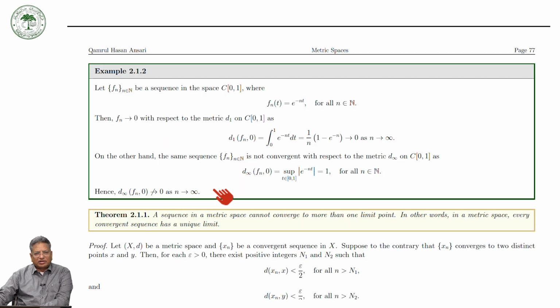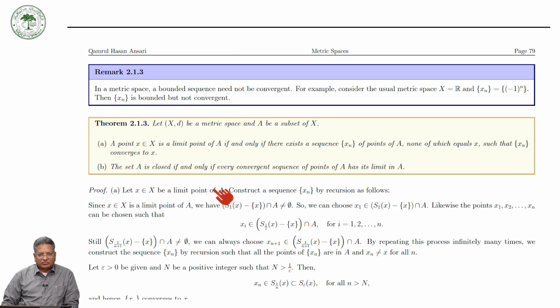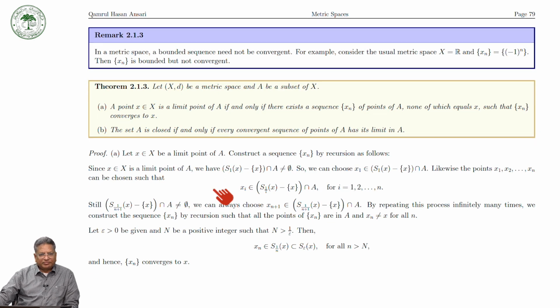Then we have seen several examples of convergent sequences, and we have proved that the limit of a convergent sequence is unique and every convergent sequence is bounded. We have also seen a very important result: x is a limit point of A, which is a subset of a metric space, if and only if there exists a sequence xn of points of A, none of which equal x, such that xn converges to x. This is a very important point. By using this result, we can prove whether a set is closed or not.